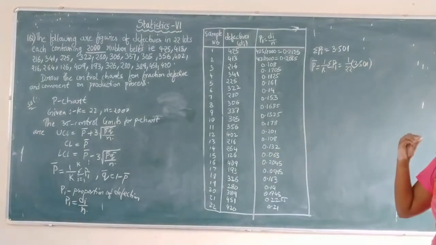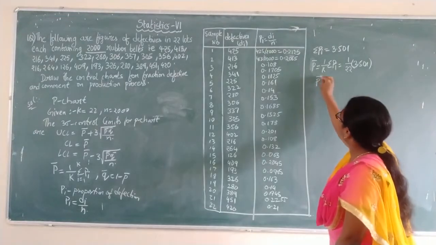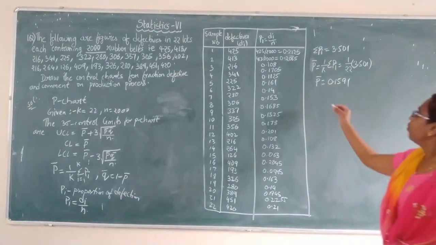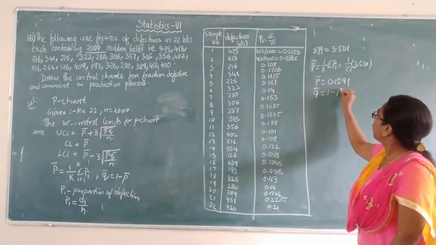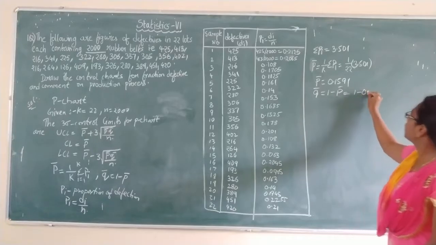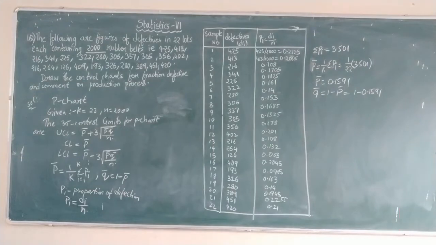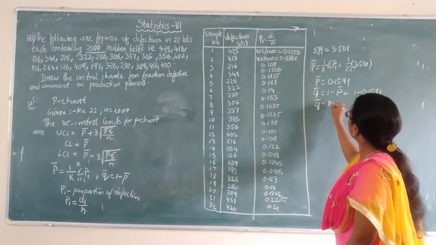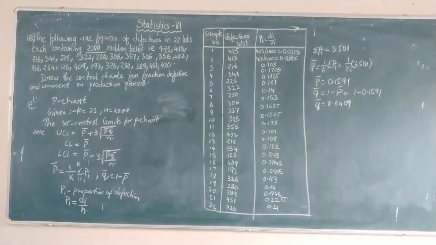So 3.501 divided by 22, you will get the P bar value as 0.1591. So P bar equals 0.1591. After getting the P bar value, find the Q bar also. What is Q bar? 1 minus P bar. So 1 minus 0.1591 is 0.8409. So Q bar equals 0.8409. Now we have the P bar and Q bar values.